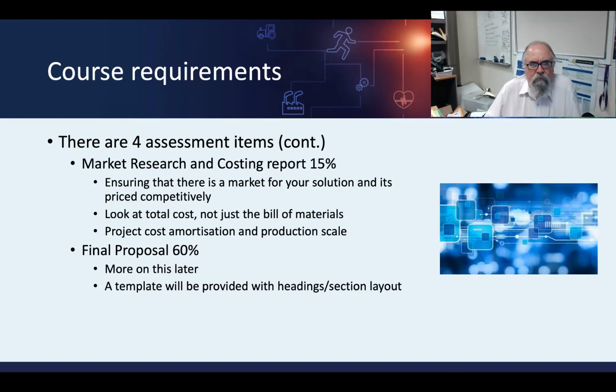The next item will be a market research and costing report. And this is to ensure that there's a market for your solution and it's priced competitively, or if there's no competition, it's priced realistically. And we'll look at total cost, not just the bill of materials. So you've got to look at the project amortization, which means you take all of your development costs and you divide that cost over the number of items you think you're going to sell over a given period of time, and also how well it's going to scale.